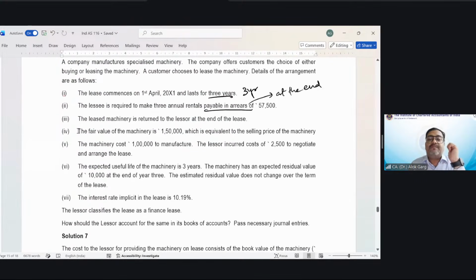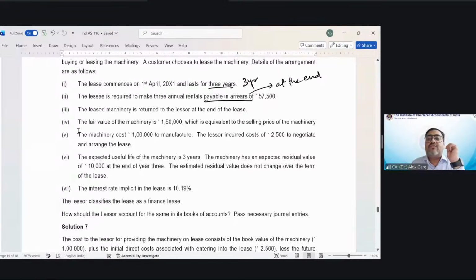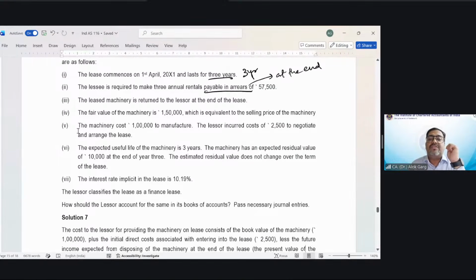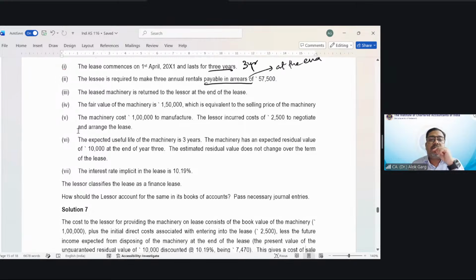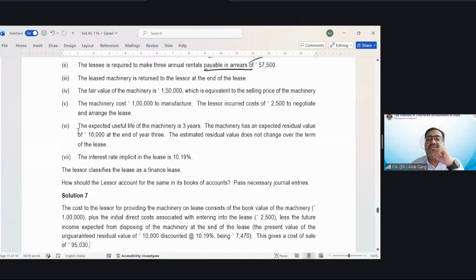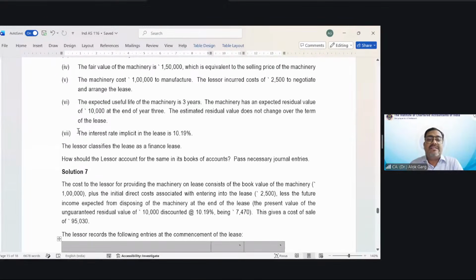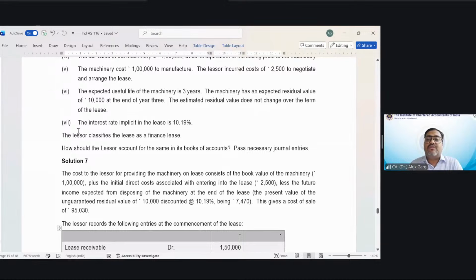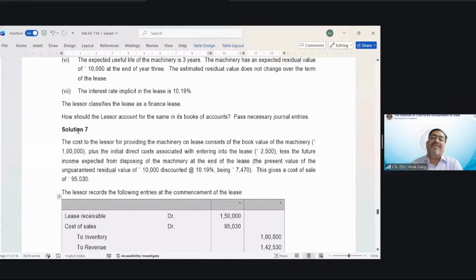The machinery cost 1 lakh rupees to manufacture. The lessor incurred a cost of 2,500 to negotiate and arrange the lease. The expected useful life of the machine is 3 years, and the machine has an expected residual value of 10,000 at the end of 3 years. The estimated residual value does not change over the term of the lease. The interest rate implicit in the lease is 10.19%. The lessor classifies the lease as a finance lease. How should the lessor account for the same in the books of accounts? Please pass necessary journal entries.